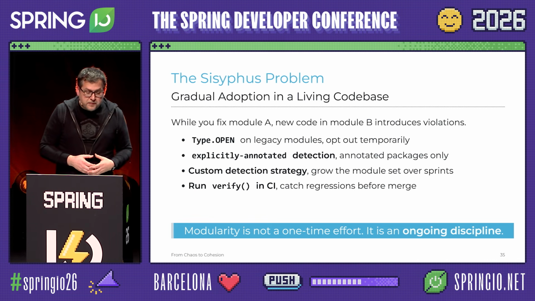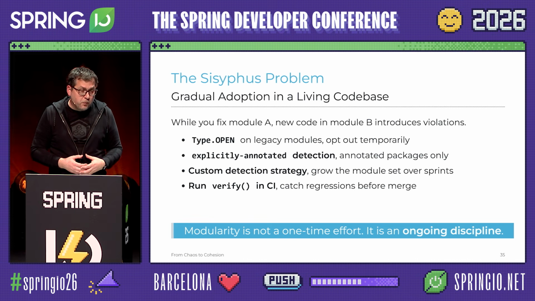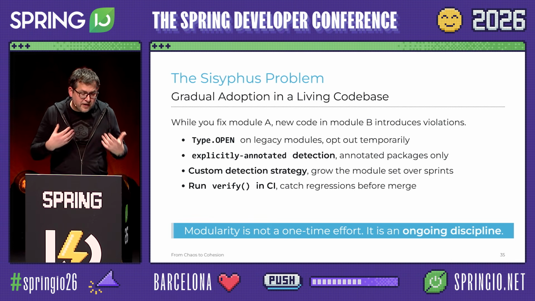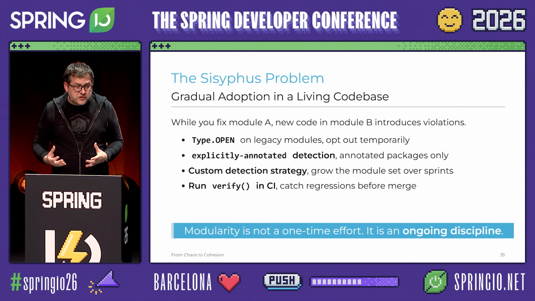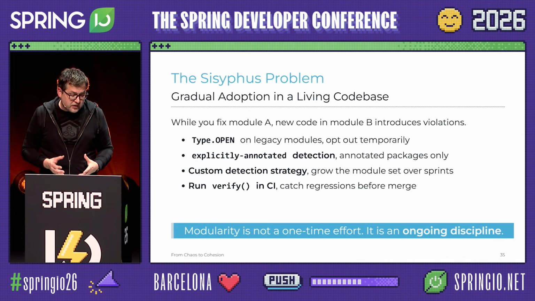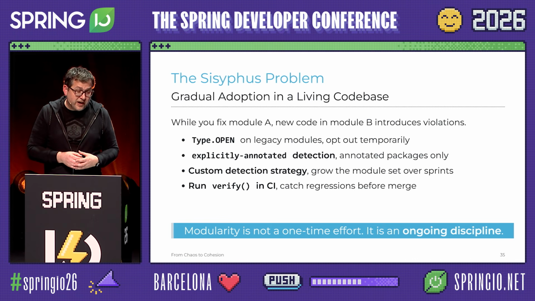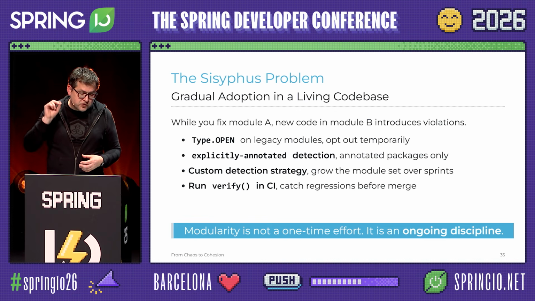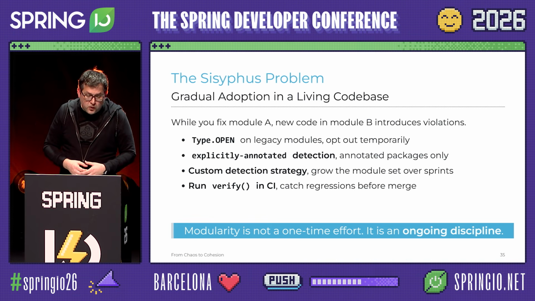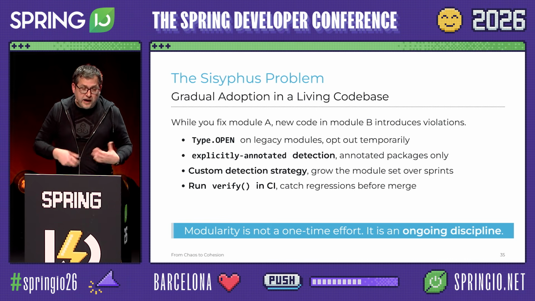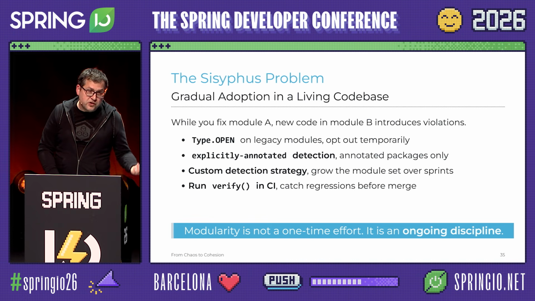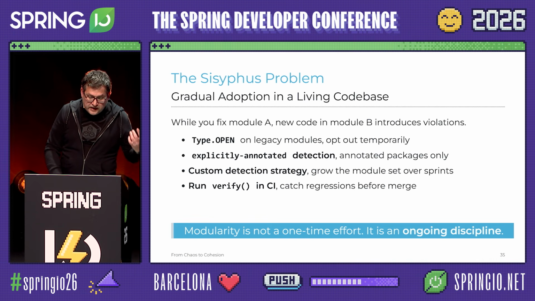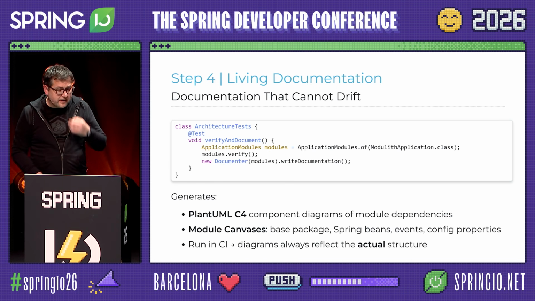Now, Spring Modulith provides me different possibilities. I could use the type open for an open module, and that's quite nice during migration, right? It just helps me a bit. I could also say, for example, I want the detection strategy not by default on the top-level package. I want to have it only on the packages which are annotated. So I can easily choose the right packages to become a module, right? You could even write your own custom detection strategy if you want to. And of course, running verify all the time helps. And even in CI, you make sure that new things added to an already existing module are not merged if we have regressions.